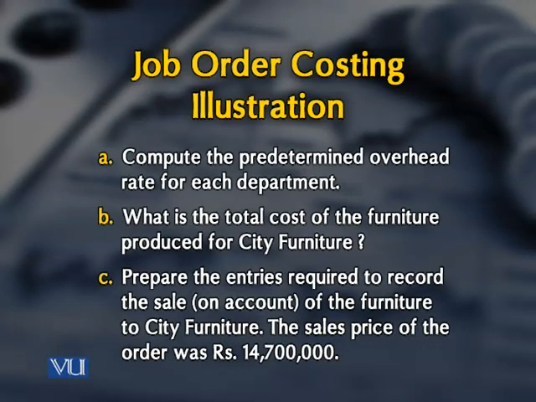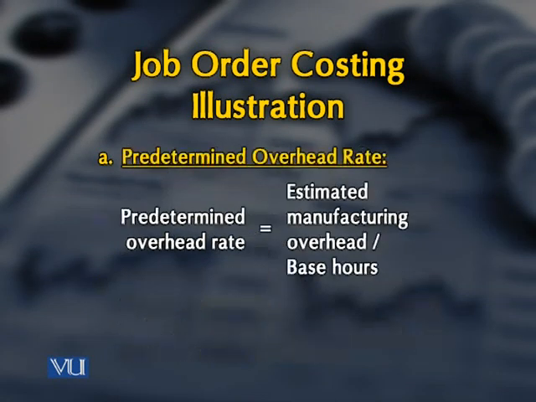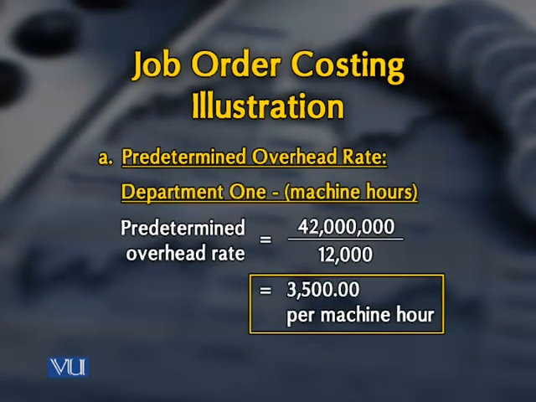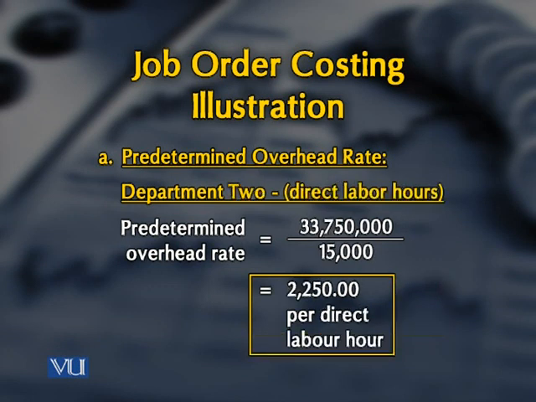and Department 2. If you look at how the rates are going to be calculated, simply take the estimated overhead and divide it by the base hours. In the case of Department 1, the estimated overhead for the year is 42 million, and the machine hours are 12,000. So the rate comes to 3,500 per machine hour. Similarly for Department 2, the budgeted overhead was 33.75 million, and the labor hours were 15,000. So in this case the rate per labor hour is 2,250. Now from here we have to work out the cost of this particular job.